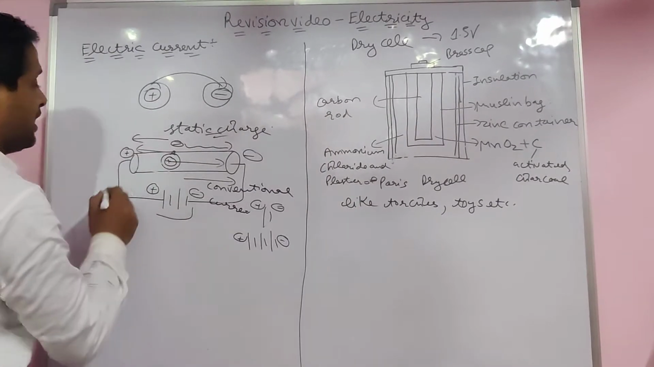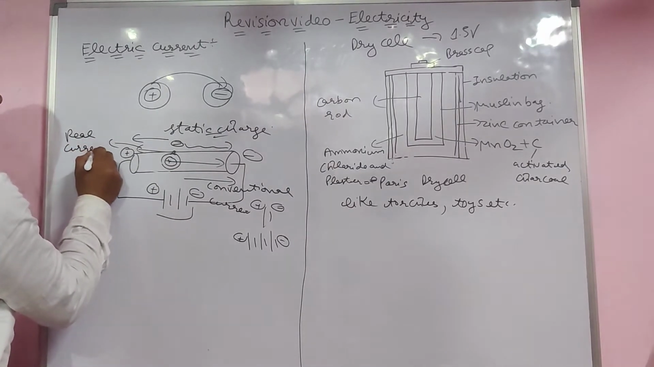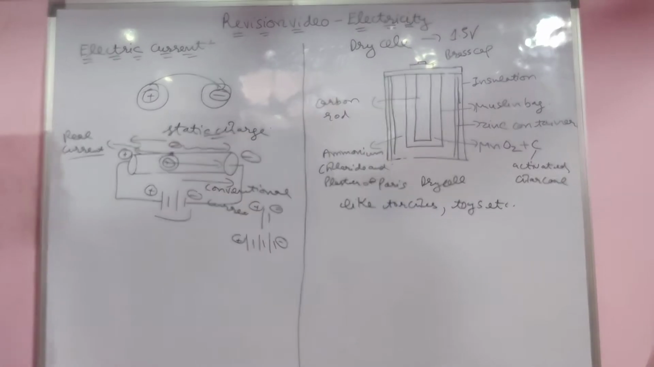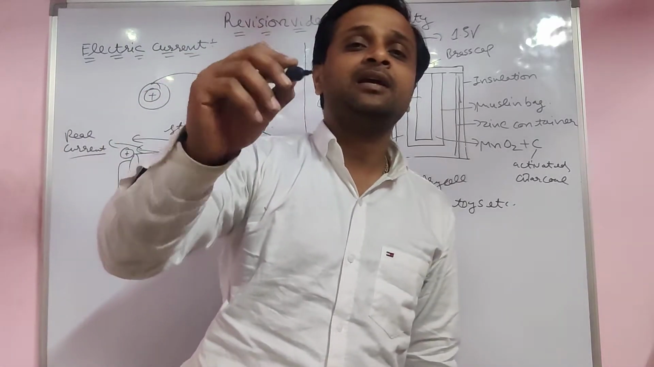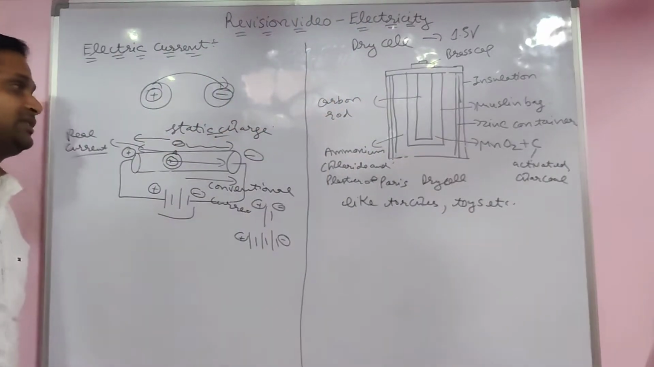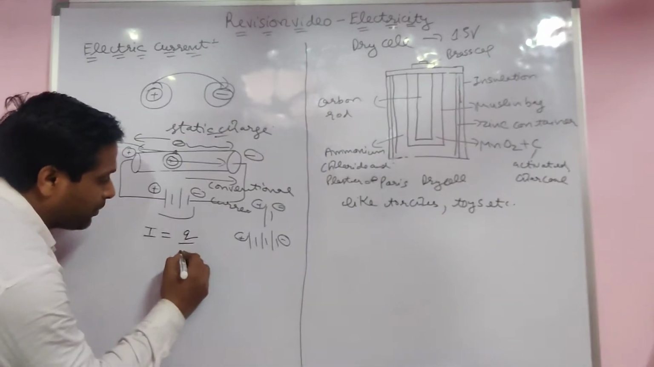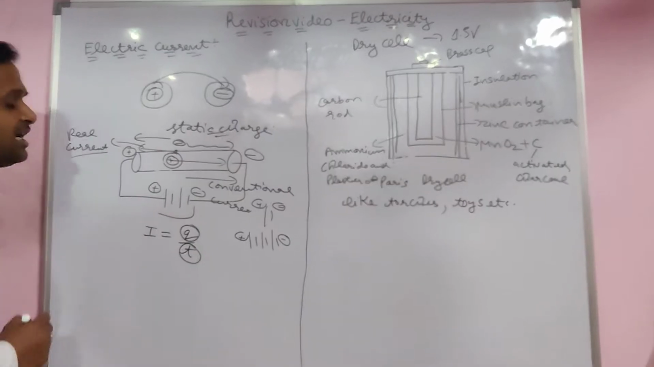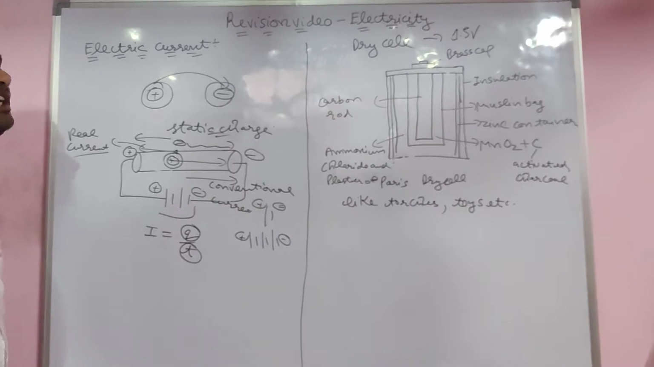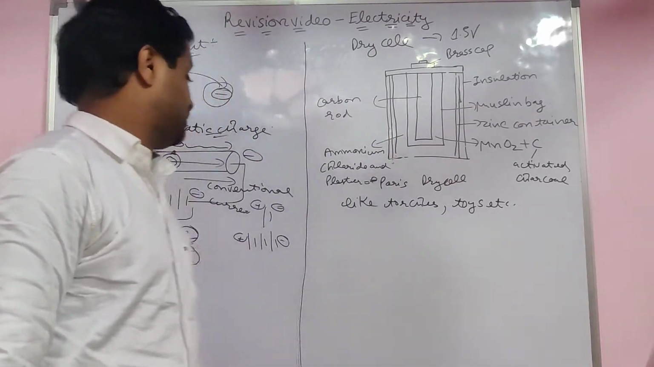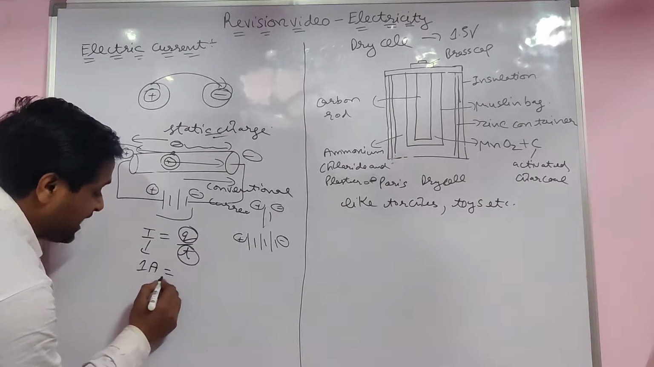The direction in which the electron moves is the real current, and the opposite direction is called conventional current. Keep in mind, positive charge always flows from high potential to low potential. The formula of the current is I = Q/t, where Q is charge and t is time. Charge flowing in one direction per unit time is the definition of current. The unit is the ampere.